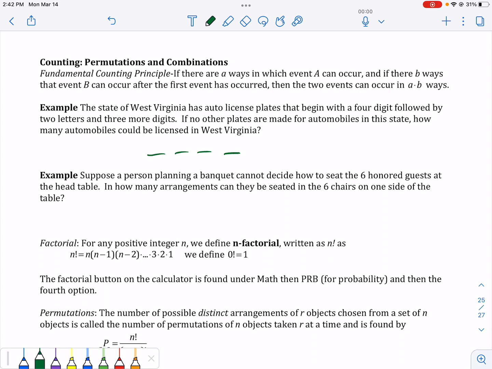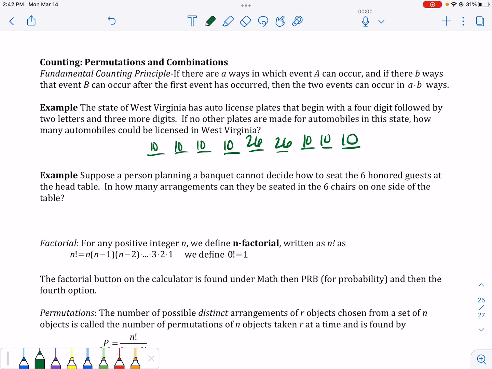So with our digits, we have 10 numbers. Because you have 0 to include, we have 10 options. It also doesn't say that we can't repeat, so I would have 10 options on each of these. And then we have 2 letters, and there are 26 letters in our alphabet, and then 3 more digits.